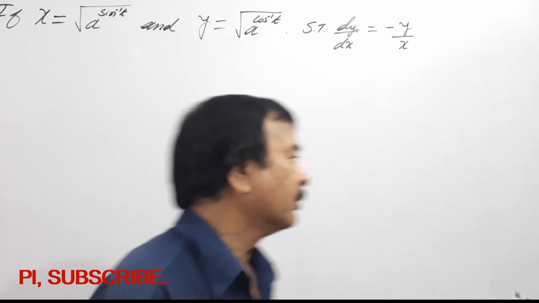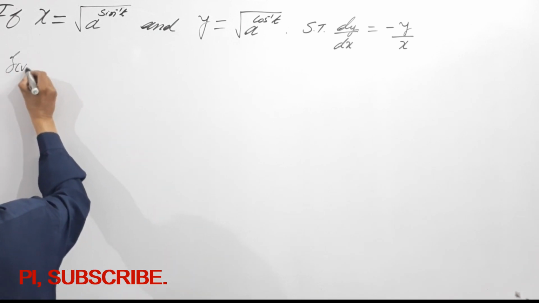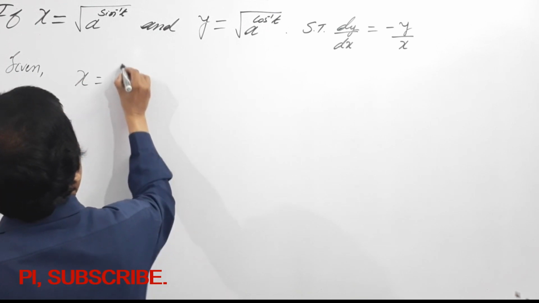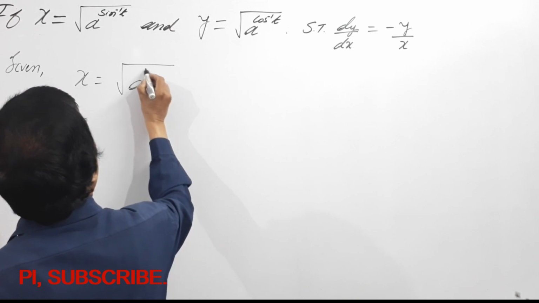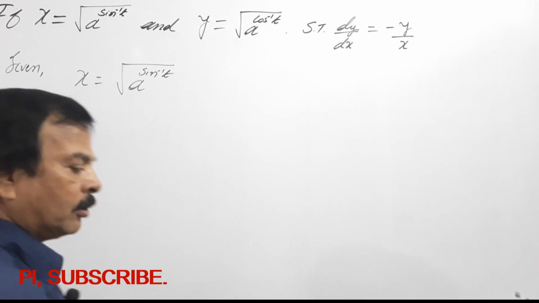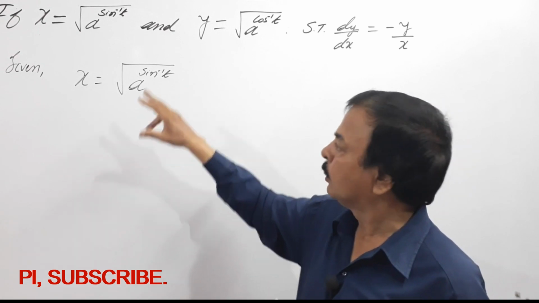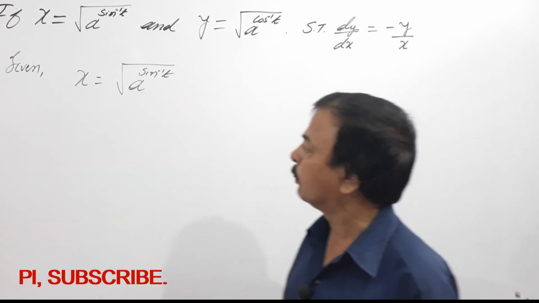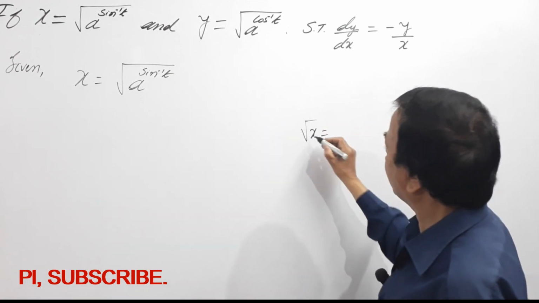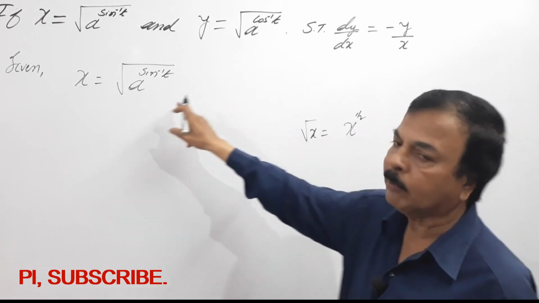Let's do it. So students, here he has given x equals under the root a to the power of sine inverse t. So what is the best way to tackle this problem? When you get such problems, you take the power of half. I tell you how it is. See, what is root x? Nothing but square root of x is nothing but x to the power of half. So I'll use this concept to solve this problem.